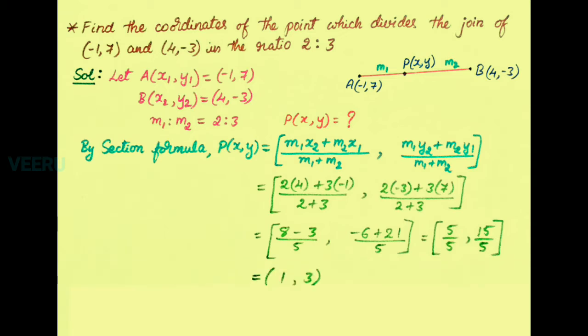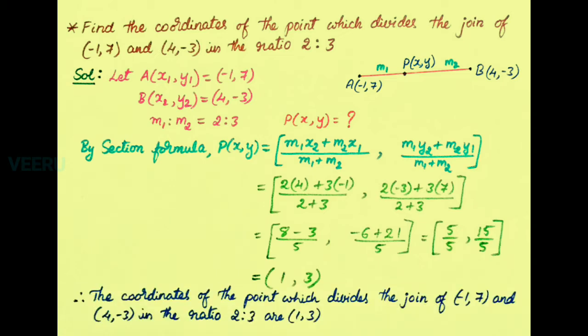Here 1 is the x coordinate and 3 is the y coordinate. Therefore, the coordinates of the point which divides the join of (minus 1, 7) and (4, minus 3) in the ratio 2 is to 3 are (1, 3).